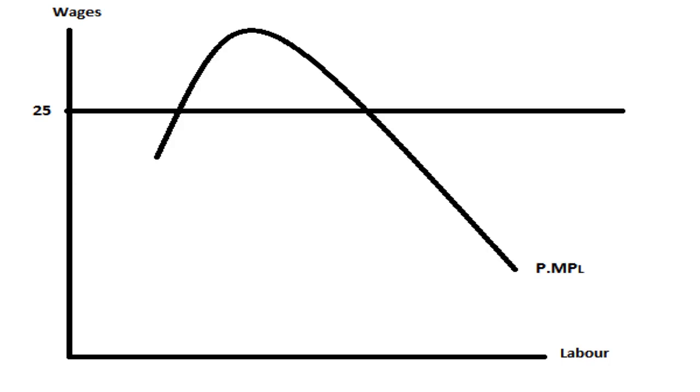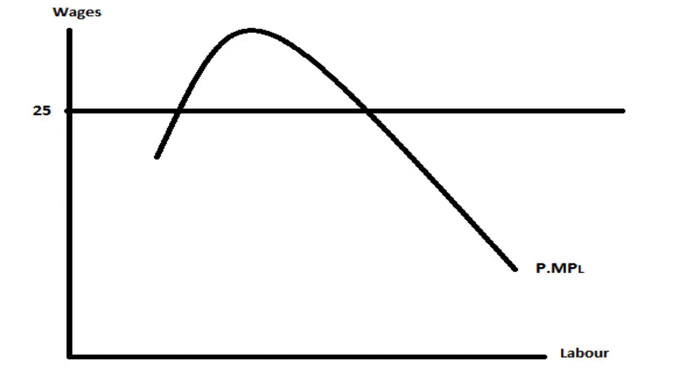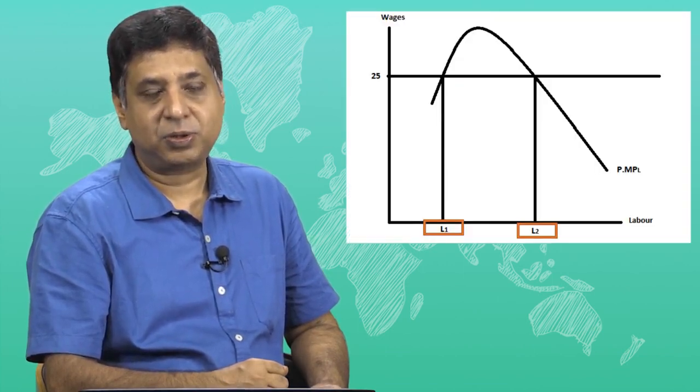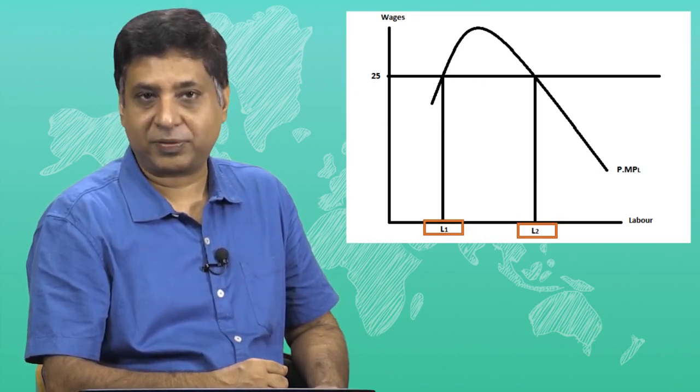So it will look something like this. As you can see, on the x-axis I have labor, and on the vertical axis I have wages. The curve represents the value of marginal product, price times marginal product. It looks something like an inverted U from the numbers themselves. Or you can say that since marginal product is an inverted U because of the law of diminishing returns, therefore price times marginal product will also have a similar shape. I have drawn the wages as a straight line to show that wages are fixed at, say, 25 rupees.